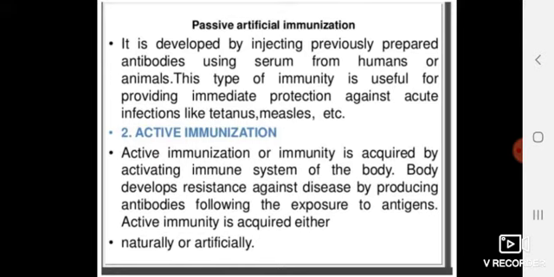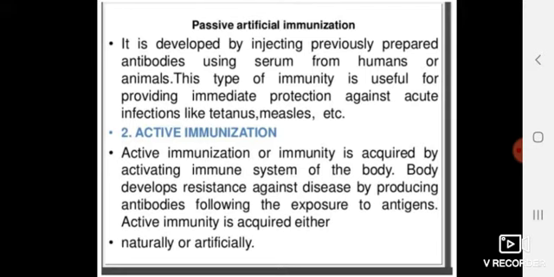Active immunity is acquired by activating the immune system of the body. We need to underline this point: activating the immune system of the body. What will happen here? It will develop resistance against disease by producing antibodies following the exposure to the antigen. Here, what will happen? Producing antibodies following the exposure to the antigen.